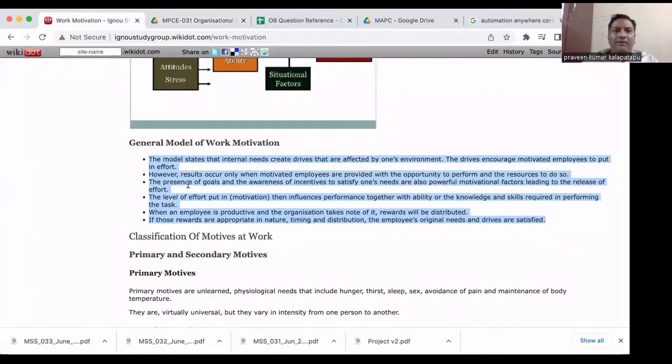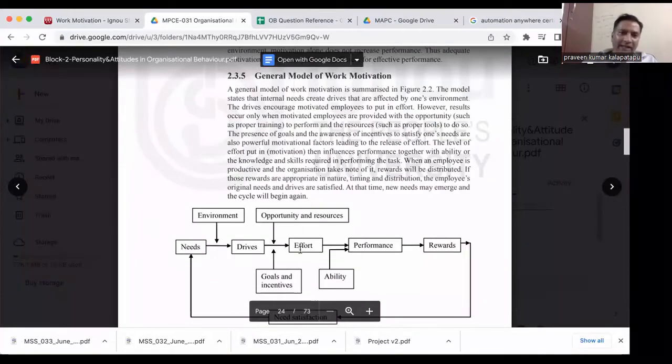Okay. So the model states that internal needs create drives that are affected by one's environment. So basically this is just what is explained in the diagram. I think that diagram is a better way of understanding it. I'll put that in the wiki. But this diagram really talks about what the general model of work motivation is.